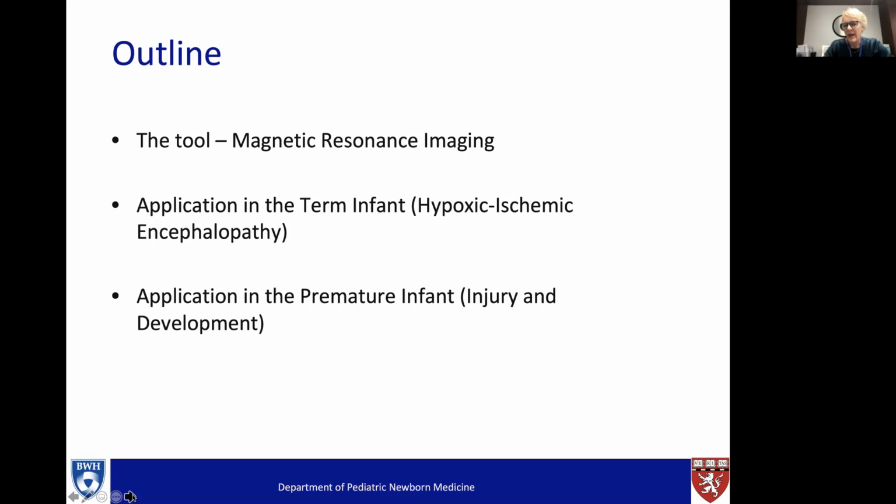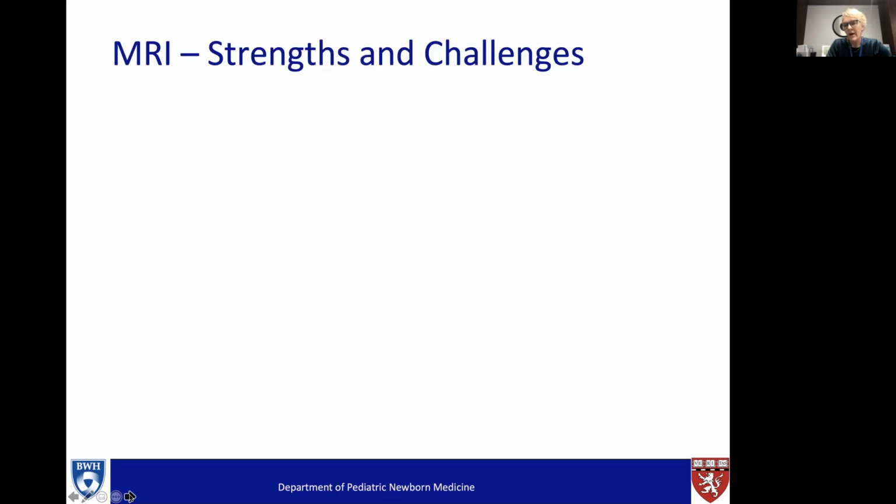Secondly, we will look at the application of MRI in the term infant, focused mainly on hypoxic ischemic encephalopathy. And finally, we will look at the application of MRI in the preterm infant, particularly around that of brain injury and encephalopathy. So MRI has many strengths, as we'll discuss, but there are also challenges.